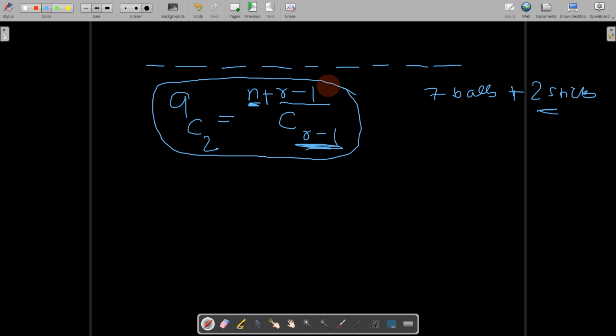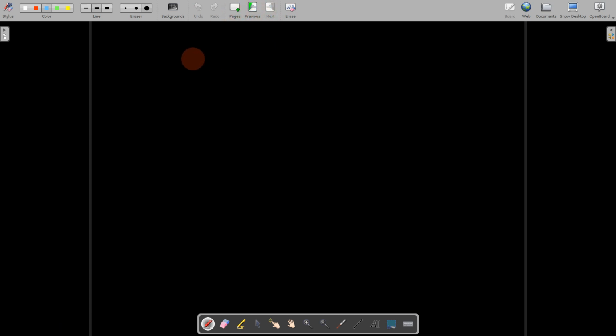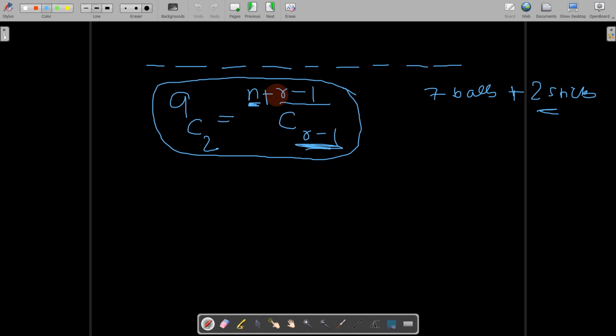Now this same question can be solved using generating functions as well. So how can we do that? Let's see. Before that, let's prove the generating function whose coefficient generates this bars and stars formula.